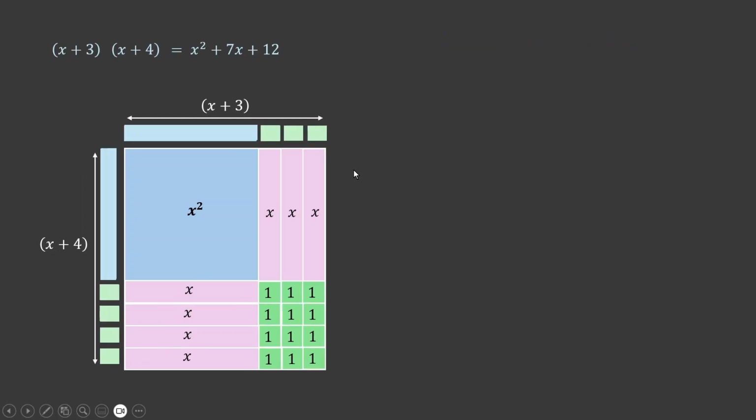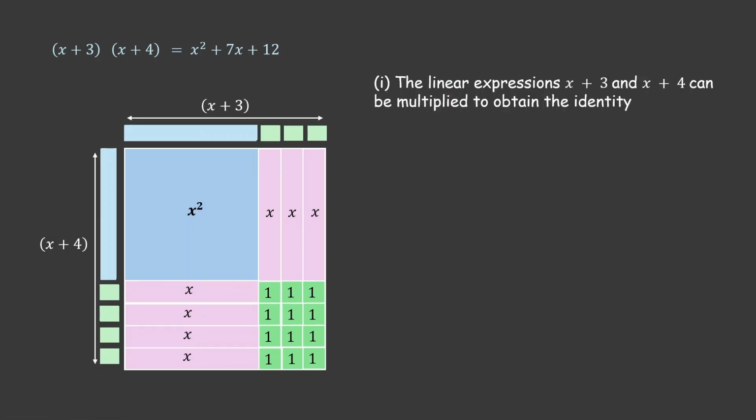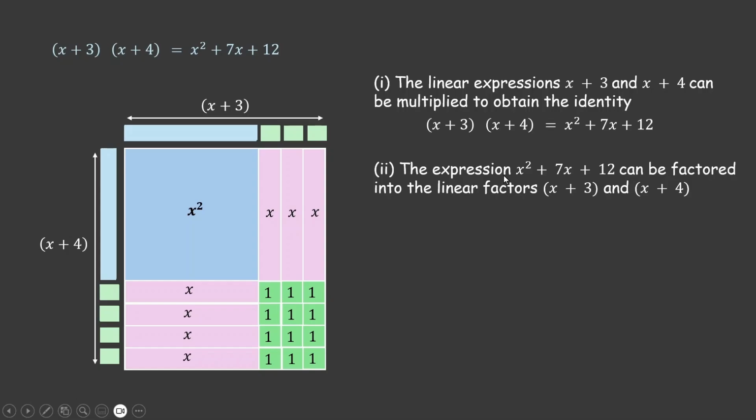Also, if you see, when we represent this equation through algebraic tiles, it actually helps us to visualize two things. One, that the linear expressions x + 3 and x + 4 can be multiplied to obtain the identity. And second, that the expression x² + 7x + 12 can be factored into the linear factors x + 3 and x + 4.